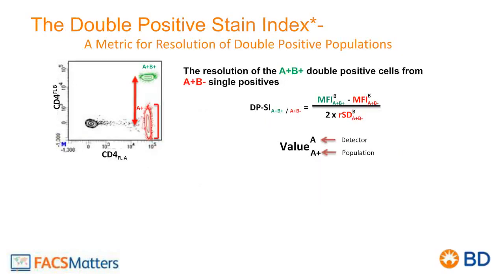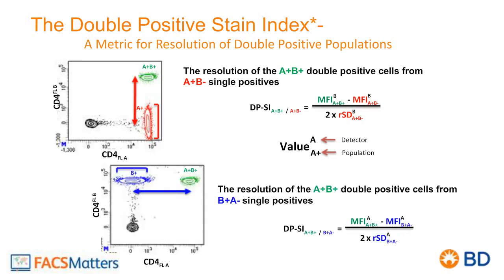So again, here's the metric we're using for the single positive, but now we go to the double positive, and instead what we're going to be using is, again, the difference in the MFI of the double positive population in green minus the MFI of the single positive population in red, but now we're going to divide it by the RSD of the single positive population, which has a lot of spread associated with it. Similarly, the resolution of the green cells from the blue single positives is essentially the same type of calculation.